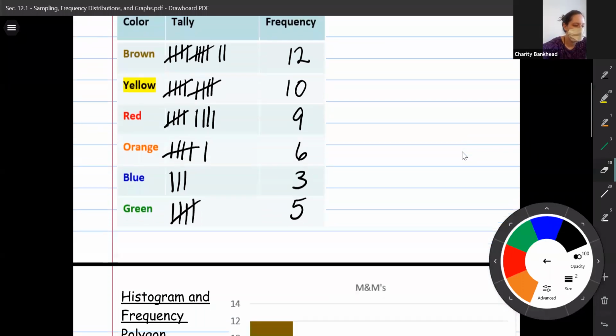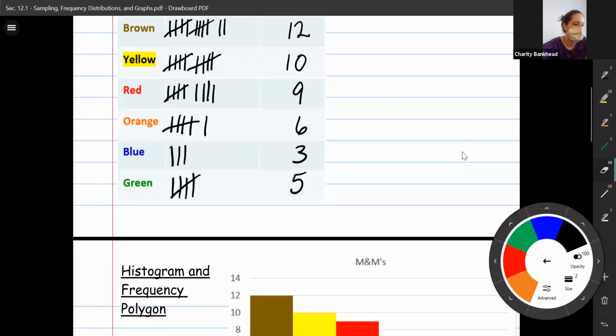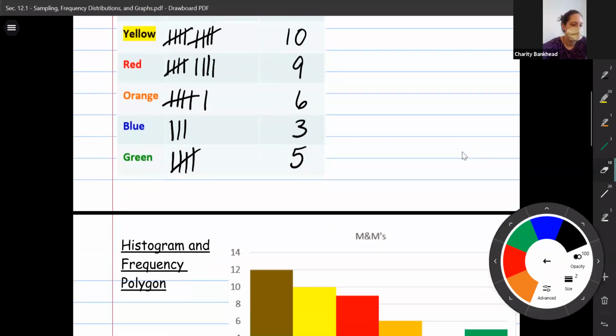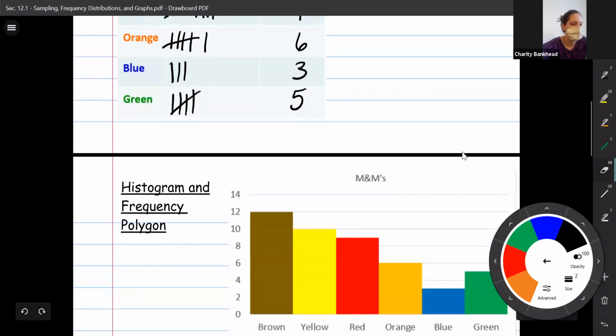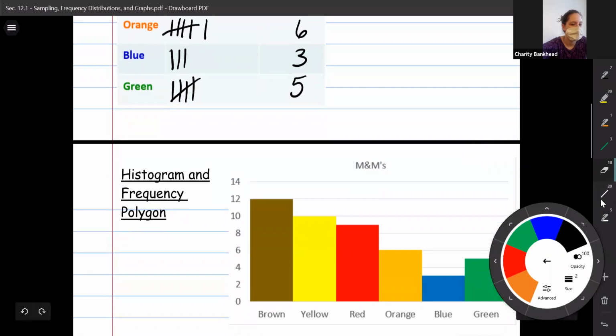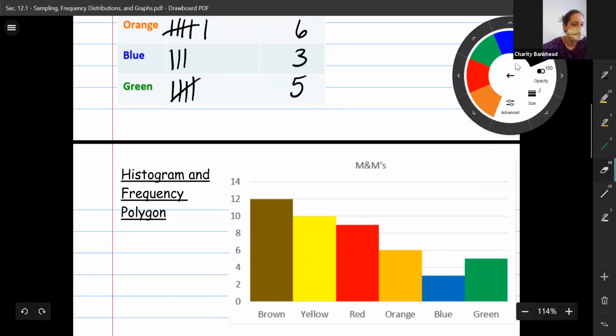And then on the next page, we have a histogram. It's like a bar graph, sort of. All right, so that's the histogram. It's showing that there's 12 brown, 10 yellow, 9 red, 6 orange, 3 blue, and 5 green. And then it also mentions the frequency polygon, which is not on here yet.